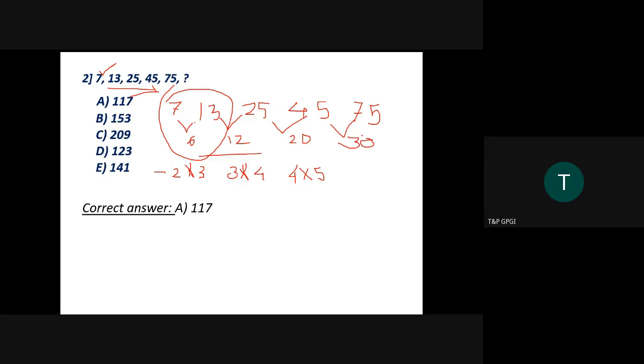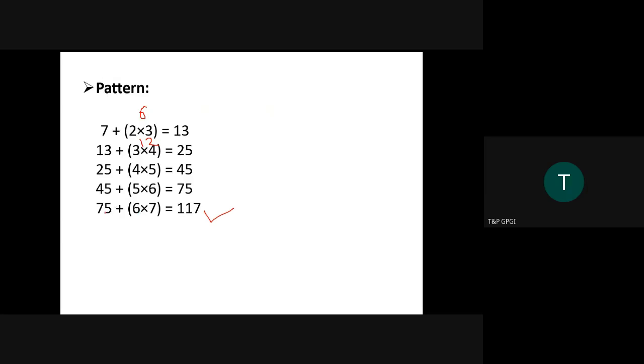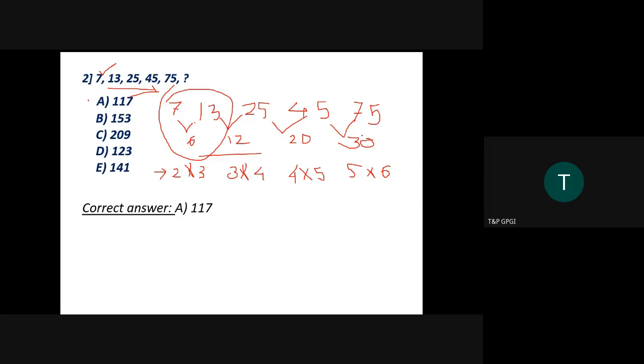I should have tried this pattern. Okay, so any type of pattern can come, like this pattern now is going properly. See, 2 3s are, 3 4s are, 4 5s are, 5 6s are, next will come 6 7s are. How much is 6 7s? 42. So adding 42 to 75 gives 117, so that is the answer, 117, A is the answer. Understood? You can take a screenshot of the same.